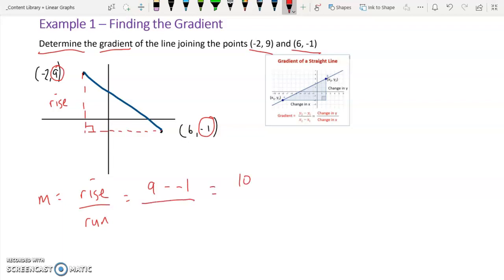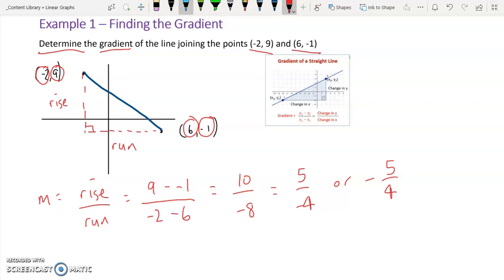And our run, the change in the x values, goes from -2 to 6. So we go -2 minus 6, which is equal to -8. So the gradient here is negative 5 over 4. So for every 5 units down, this line goes 4 units across. And that's how to find the gradient.